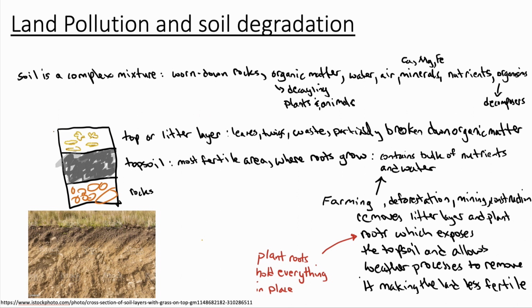And so here I've drawn a little schematic of a cross section of soil. And the top or litter layer consists of leaves, twigs, waste, partially broken down organic matter, and plants that are alive. And then we have the topsoil, the most fertile area where the roots grow, contains the bulk of the nutrients and water. And then the last is rock.